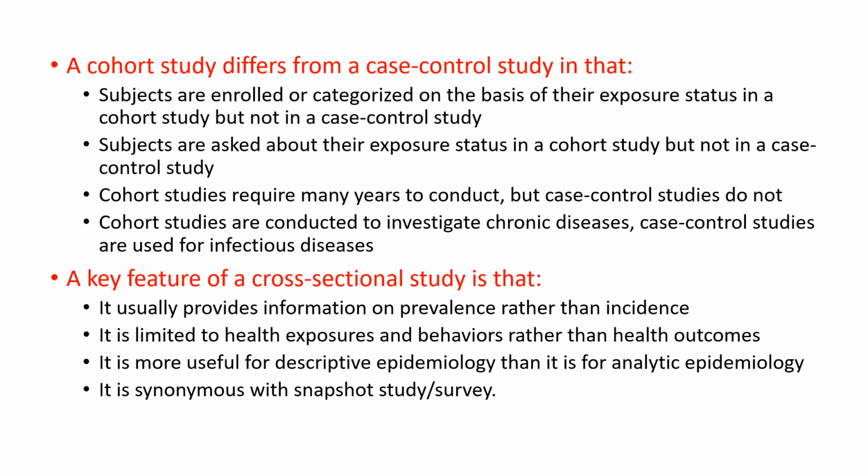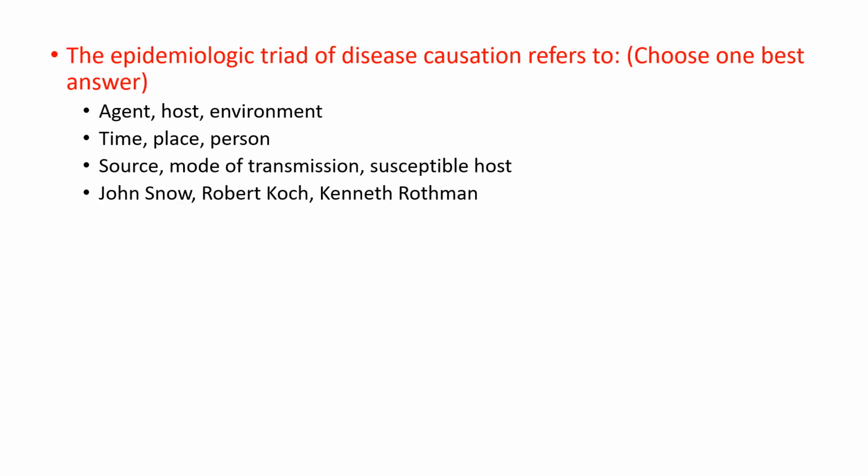Check it out. A key feature of a cross-sectional study is that it usually provides information on prevalence rather than incidence. It is limited to health exposures and behaviors rather than the health outcomes. It is more useful for descriptive epidemiology than it is for analytical epidemiology. It is synonymous with snapshot study or survey. Well, it is synonymous with a snapshot study or survey, and it usually provides information on prevalence rather than incidence. The epidemiologic triad of disease causation refers to, of course, goes without saying, agent, host, and environment.